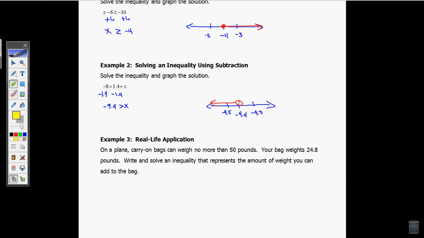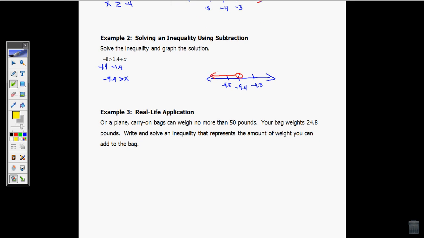Alrighty. Now, let's see what we can do here. I'm going to start highlighting on this application problem so that we can highlight some important words. On a train, carry-on bags can weigh no more than 50 pounds. Your bag weighs 24.8 pounds. Write and solve an inequality that represents the amount of weight you can add to the bag. Okay. You know what? Let's just jump right into it.